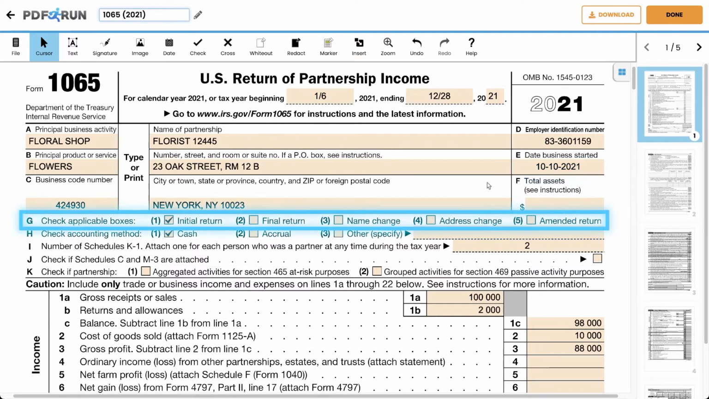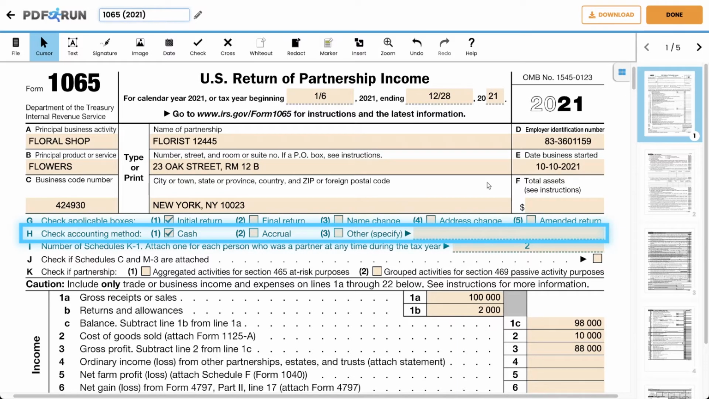Line G. Check any of the following boxes that apply to the purpose for filing this form. Initial return, final return, name change, address change, amended return. Line H. Check the appropriate box that indicates which accounting method will be used. You may choose from the following: cash, accrual, other. Specify in the space provided.